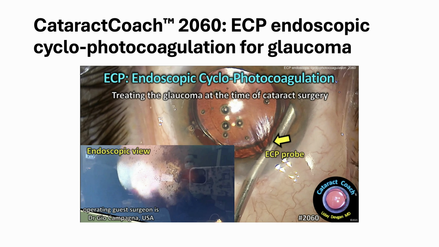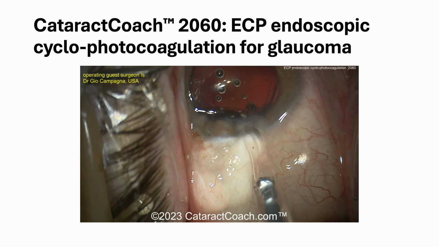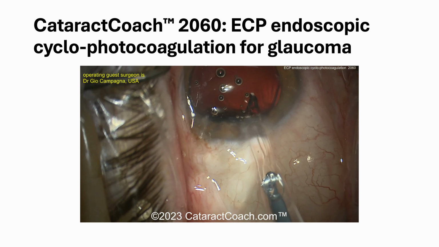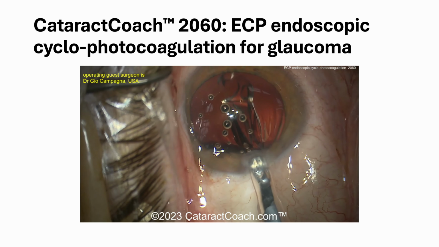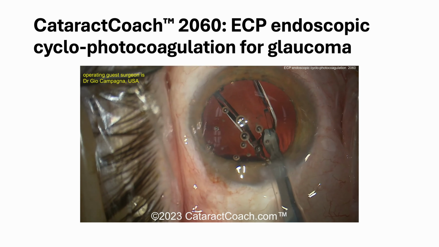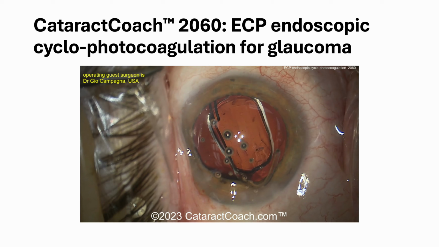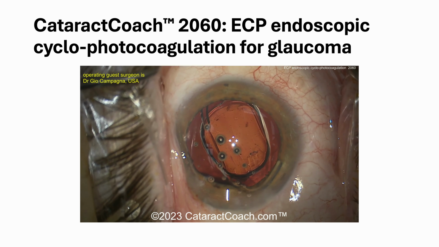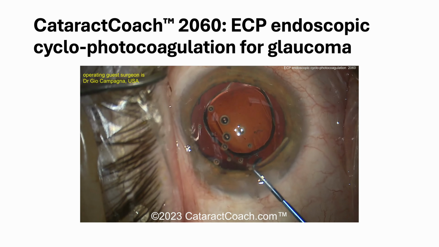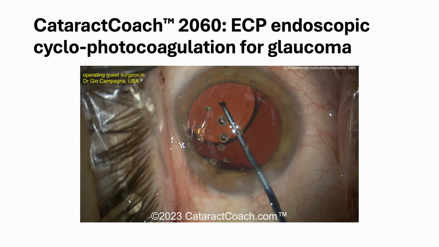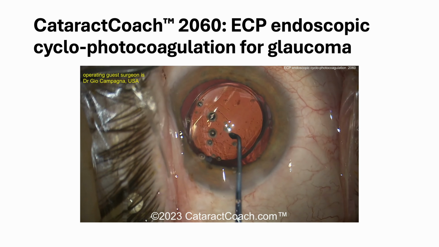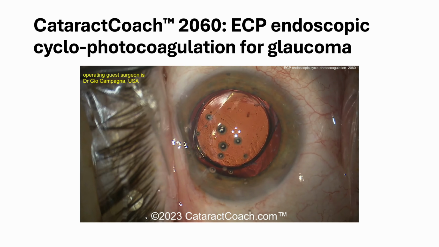CataractCoach.com, ECP, endoscopic cyclophotocoagulation. This is treating glaucoma at the time of cataract surgery by using a laser to cause cyclodestruction. So here's the patient, just had cataract surgery, eyes full of viscoelastic, IOL going in the capsular bag, and now with the IOL in the capsular bag and the capsular bag and anterior chamber full of viscoelastic, we can get towards doing the ECP.